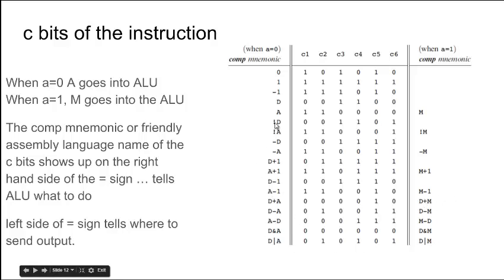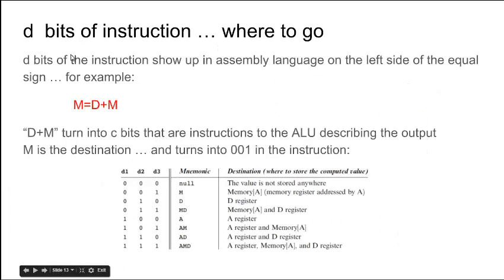Now most of the time, this is on the right-hand side of an equal sign, and then the left-hand side of the equal sign tells us where to put these results. The D bits tell us where to put these results. There's 3 D bits, so there's 8 possibilities. We can put the results in both M and D, or all 3 of them, A, M, and D. So it's this side that determines where they're put, and this is telling the ALU what to do.